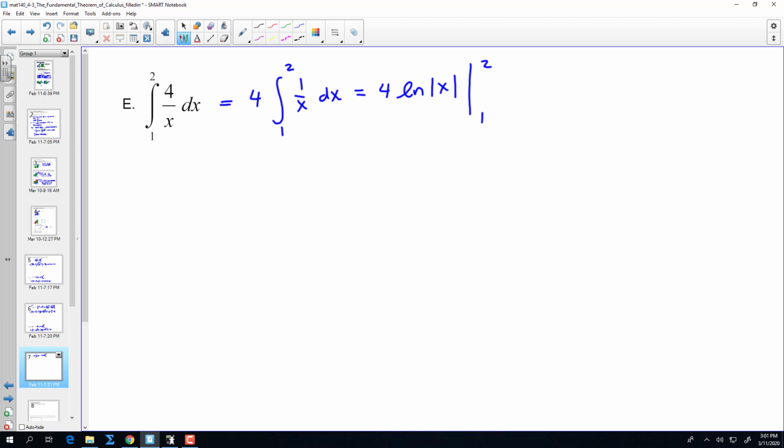4 times the natural log of 2 minus the natural log of 1. And the fact that you need to know about natural logarithms is that any logarithm evaluated at the point 1 is equal to 0. So this just evaluates to 4 natural log 2.